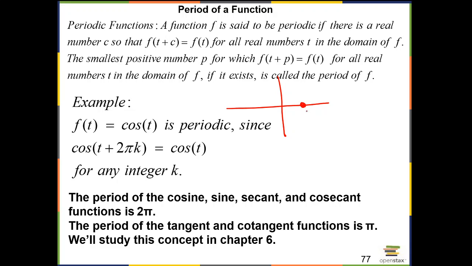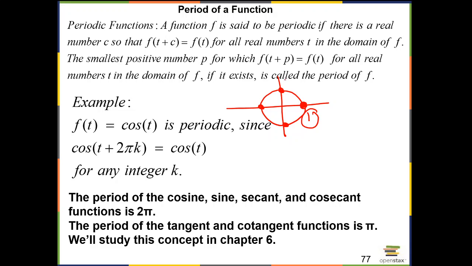So if you're here, cosine is 1. Then cosine is 0. Then cosine is negative 1. Then cosine is 0 again. Then cosine is back to 1. See? So it's periodic after 2 pi, right? So at 0 it is 1. Then when is it 1 again? 2 pi later, right? And this is true for any angle.